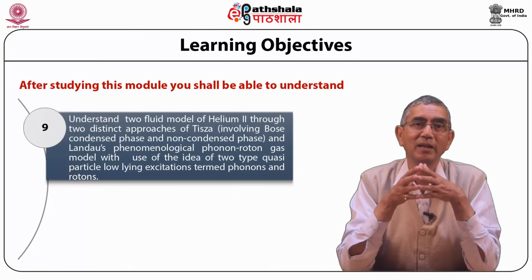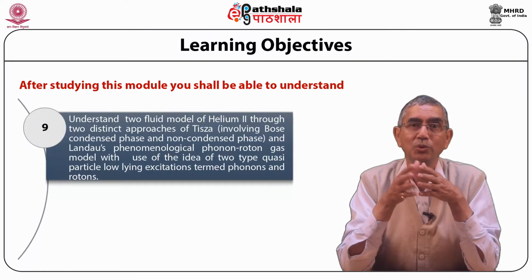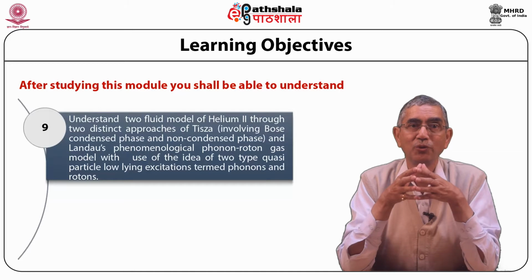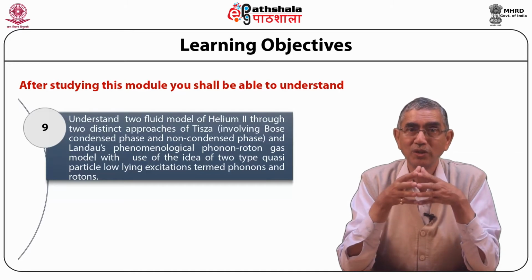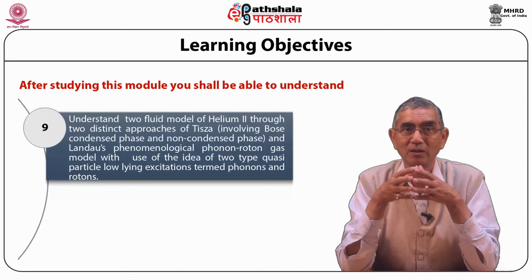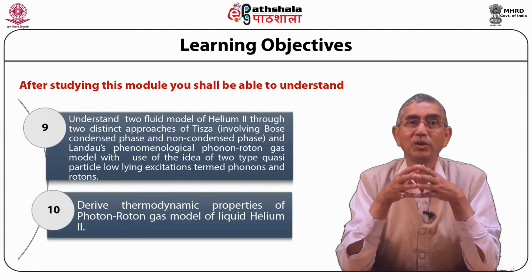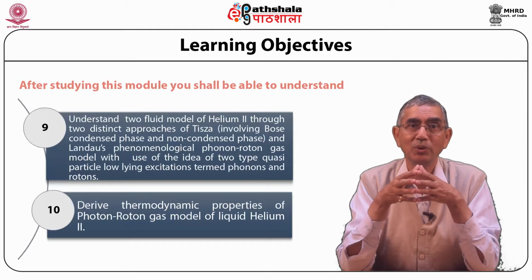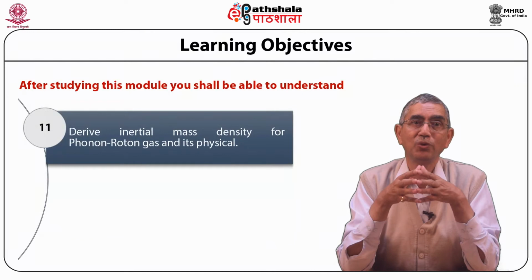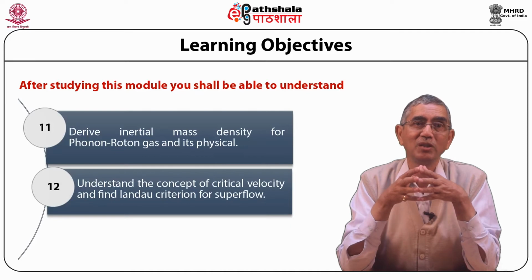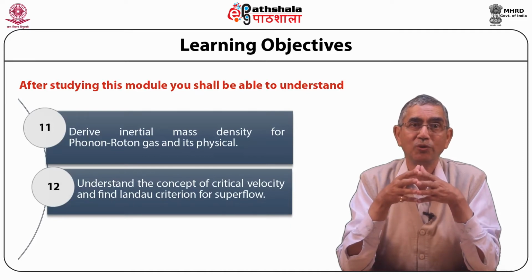You will be able to understand the two-fluid model of helium-2 through two distinct approaches: Tisza's, involving a Bose condensed phase and a non-condensed phase, and Landau's phenomenological phonon-roton gas model, with the idea of two types of quasi-particles, low-lying excitations termed phonons and rotons. Derive thermodynamic properties of the phonon-roton gas model of liquid helium-2. Derive inertial mass density for the phonon-roton gas and its physical interpretation. Understand the concept of critical velocity and find the Landau criterion for superflow.